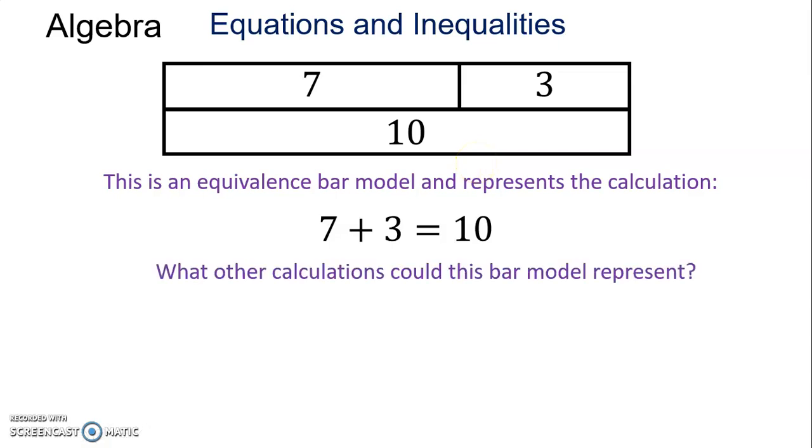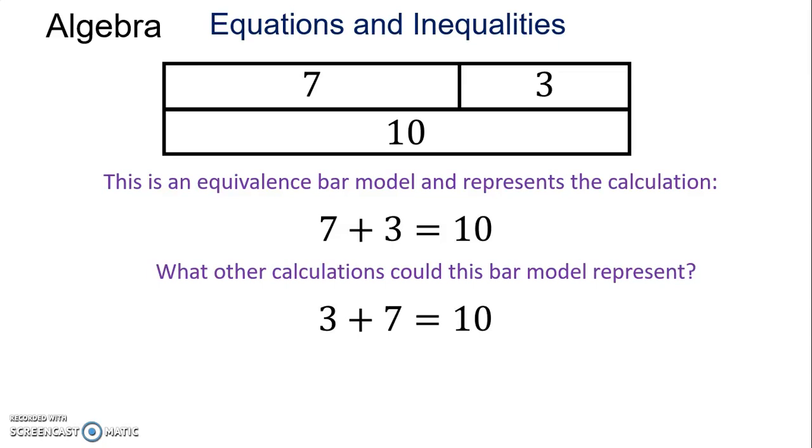So we're being asked the question, what other calculations could this bar model represent? And the first one is using the commutative law, so just switching the 3 and 7 around, so 3 add 7 is also equal to 10.